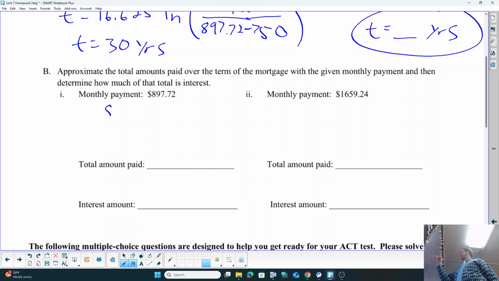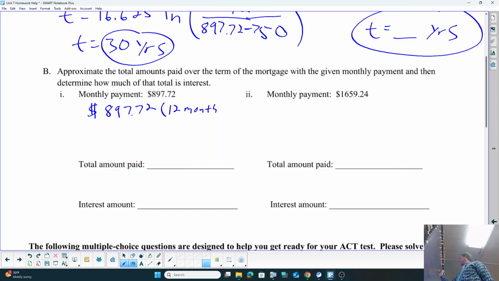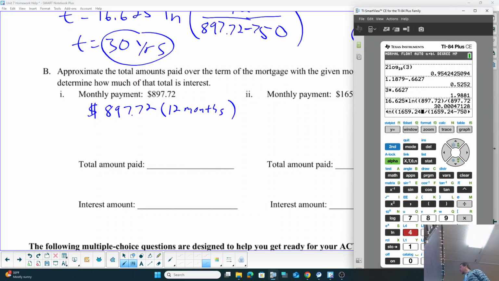So our monthly payment is $897.72 per month, right? We're looking at 30 years, but first we have to turn that monthly payment into yearly payments. And so we're going to go ahead and times that by 12 months, right?